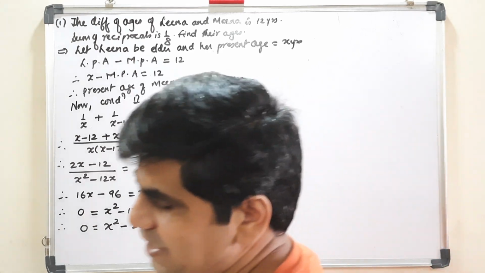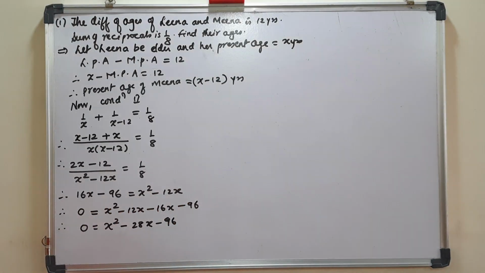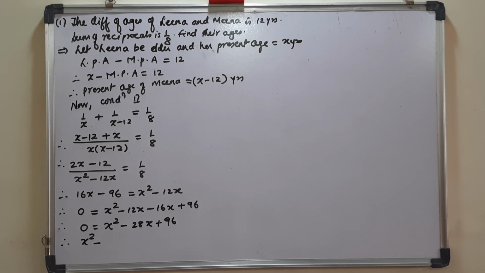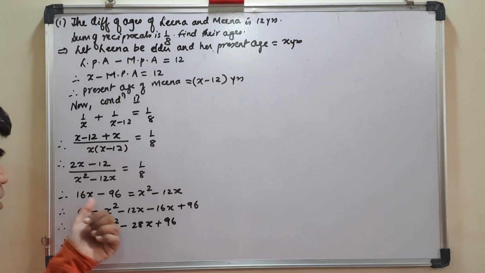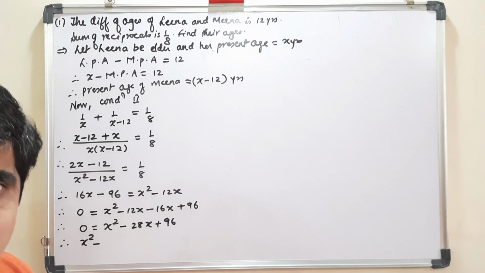So 96, and the subtraction should be 28, huh? Not the addition. So we will factorize and see what factors we get. I made a small error over here. I transferred this 16x and 96 to this side, but I did not change the sign. See, I made it plus 96.